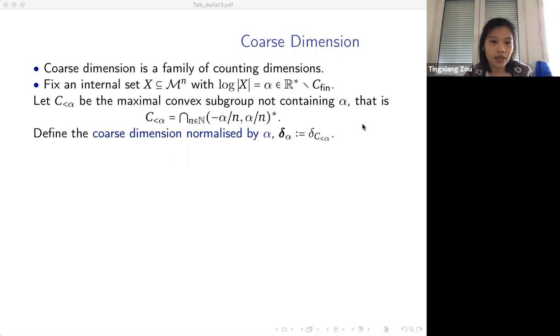of all non-standard intervals that are between minus alpha over n and alpha over n. And then the coarse dimension normalized by alpha, delta alpha, is defined to be the base counting dimension.